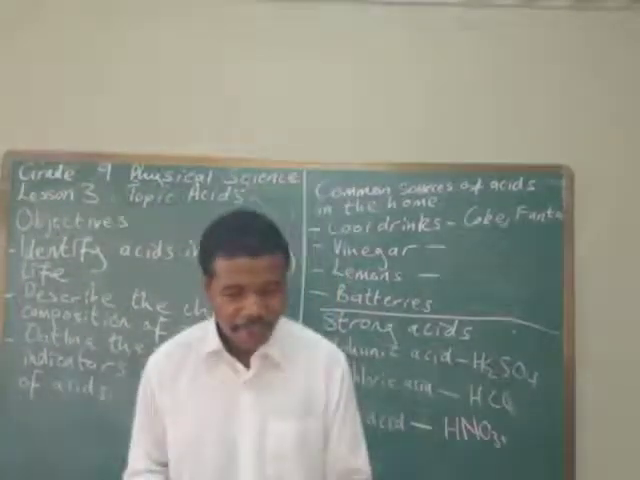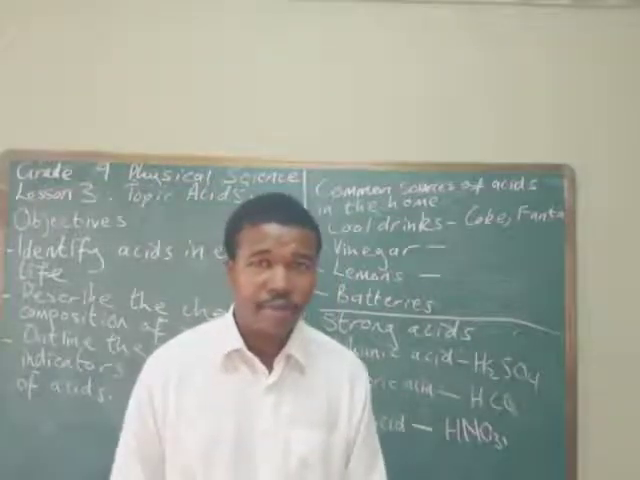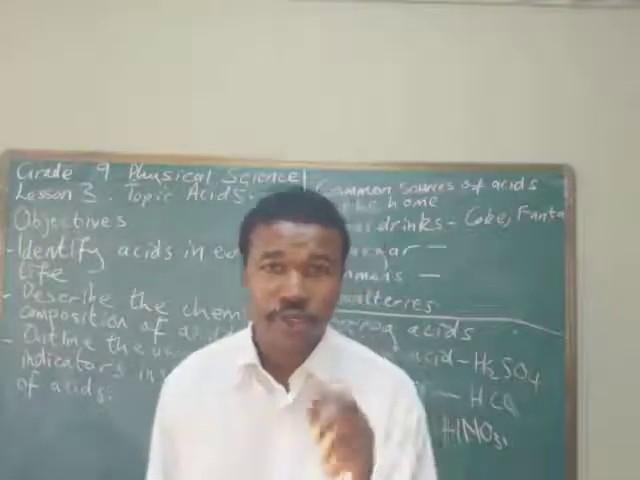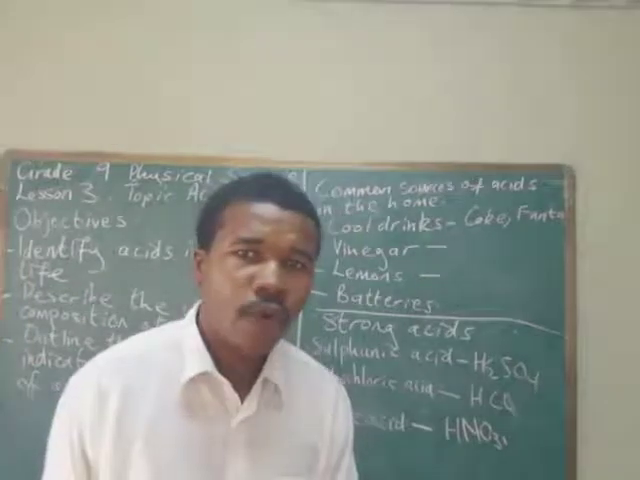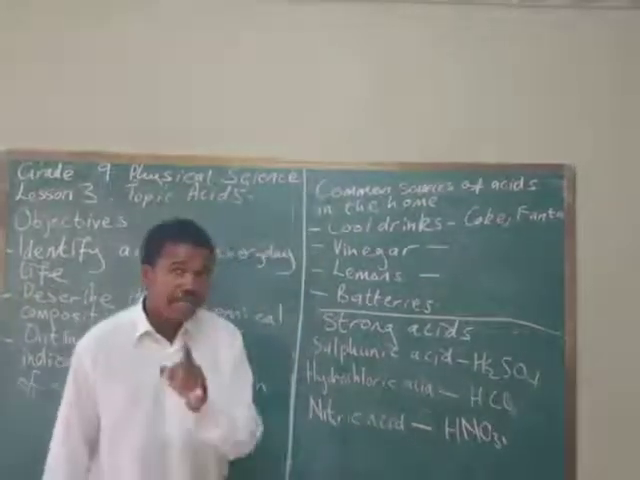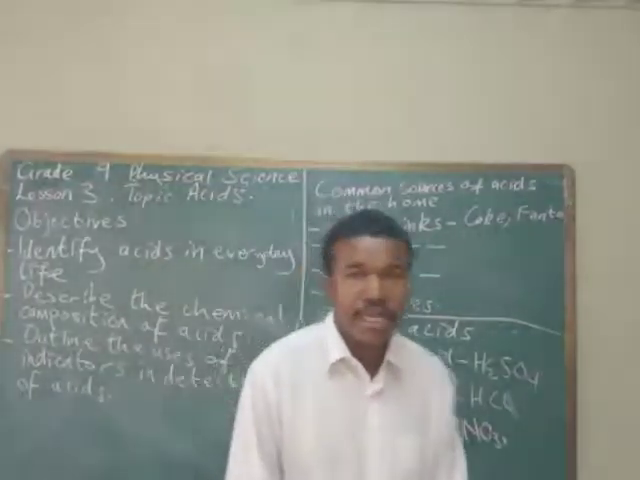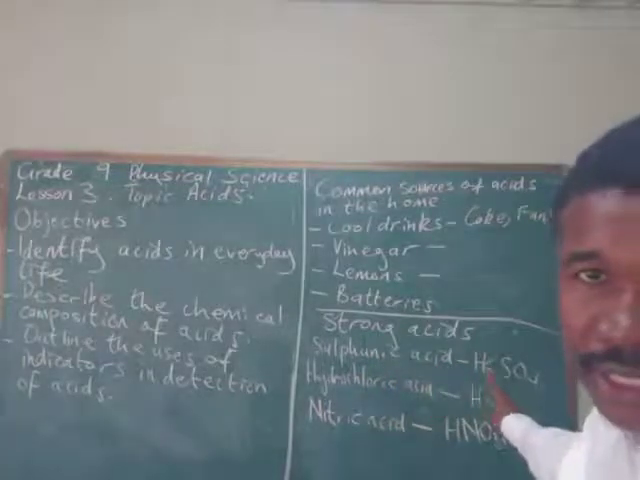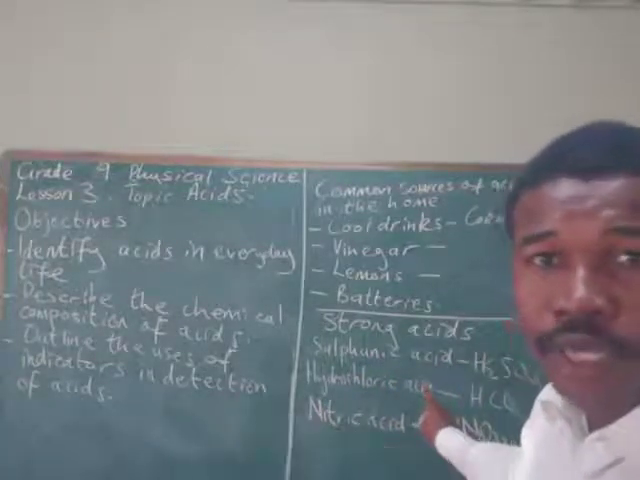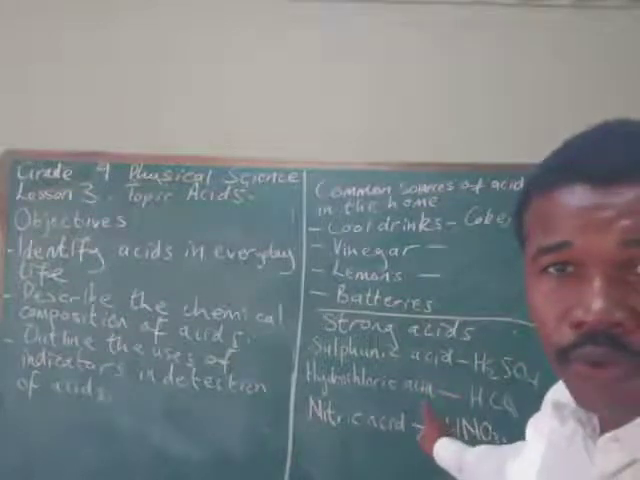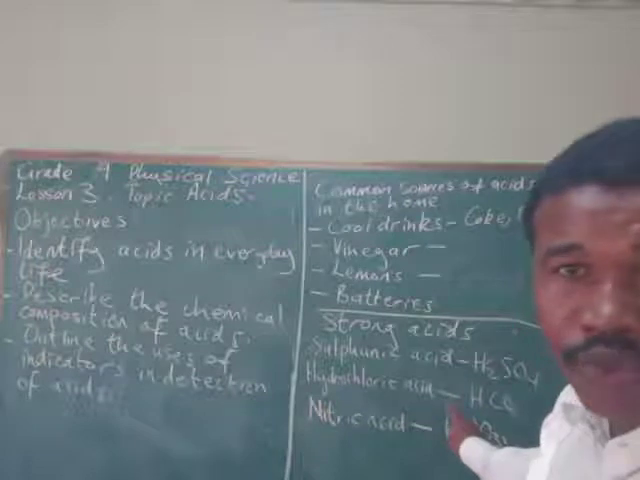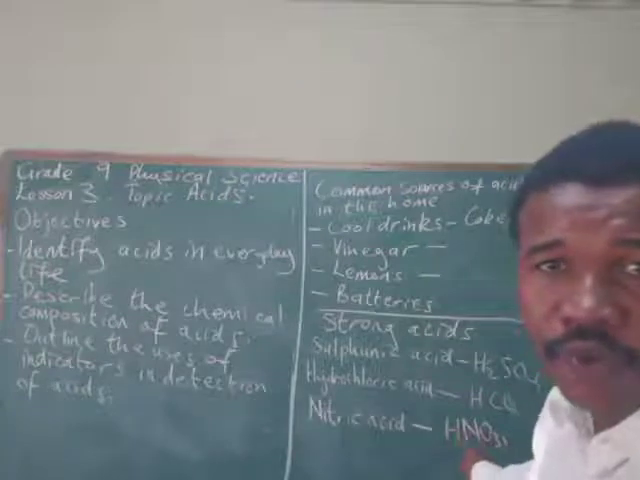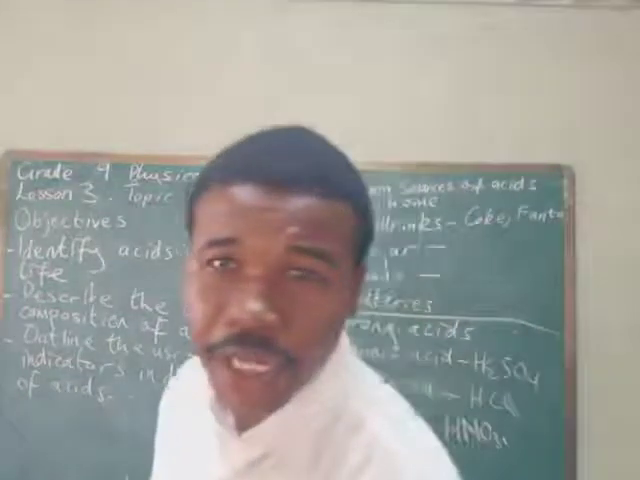Okay, welcome back. I hope you have been able to look for some of the strong acids and identify some of the strong acids that we deal with in the lab. So what I have now are the three common acids that we usually deal with in the lab. What are these three acids? The first one is sulfuric acid with the formula H2SO4. That is a strong acid. The one that I'm pointing at right now is hydrochloric acid with the formula HCl. The last one is nitric acid with the formula HNO3.